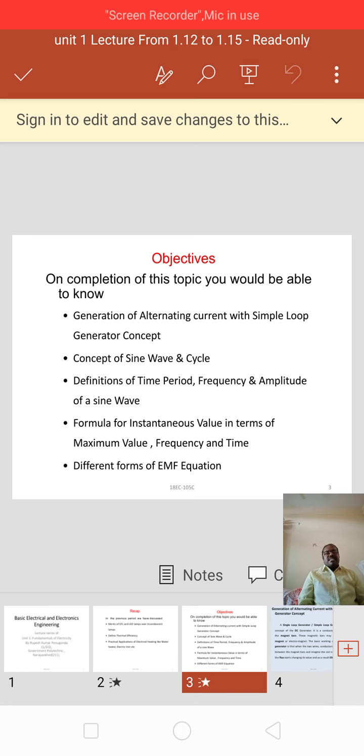Sine wave is complete set of positive and negative values corresponding in an alternating voltage or current, which is nothing but the cycle or sine wave. Simple loop generator concept is flux generated changes from one value to another value, which is the basic principle of simple loop generator. This is the concepts regarding the fundamentals of electricity. Today's class, hope you learned most of the topics corresponding to AC fundamentals.